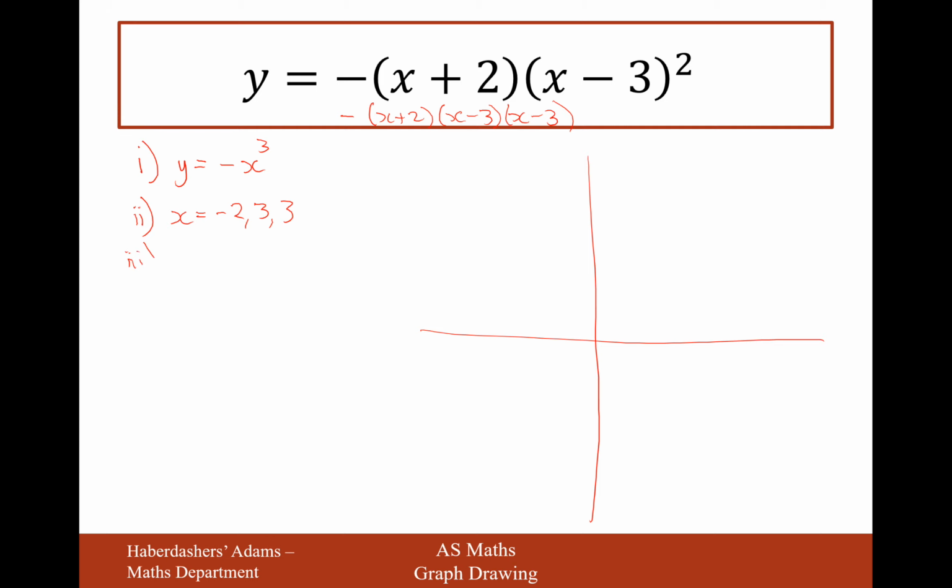And then the next part is going to be the y-axis intercept. So if we expand the brackets, 2 times minus 3 times minus 3, that would be plus 18, but we do have the minus at the front, so it will actually be minus 18.